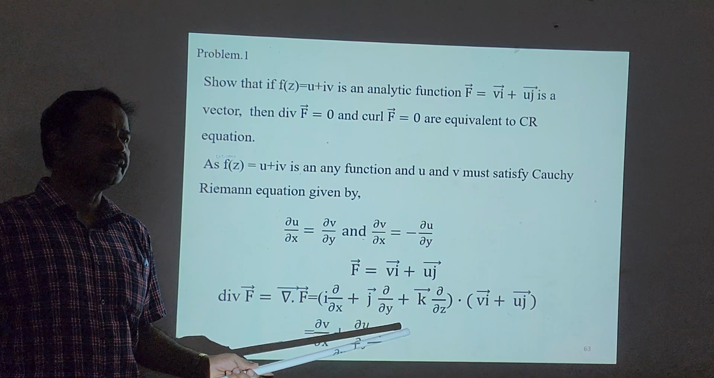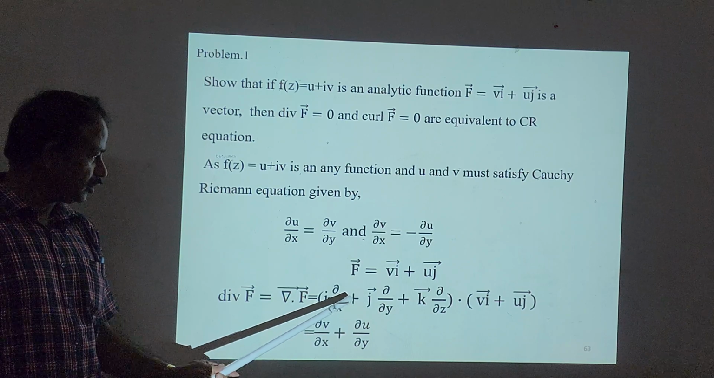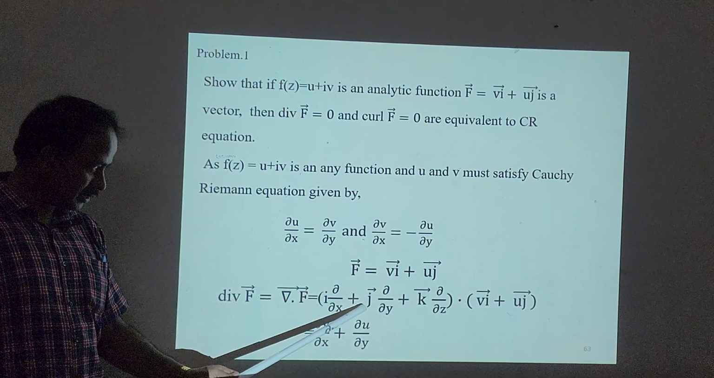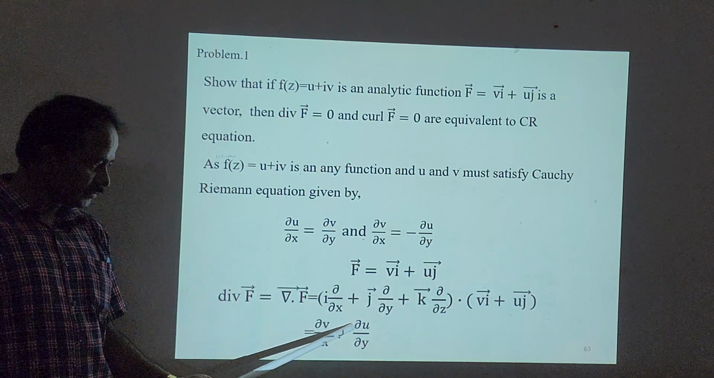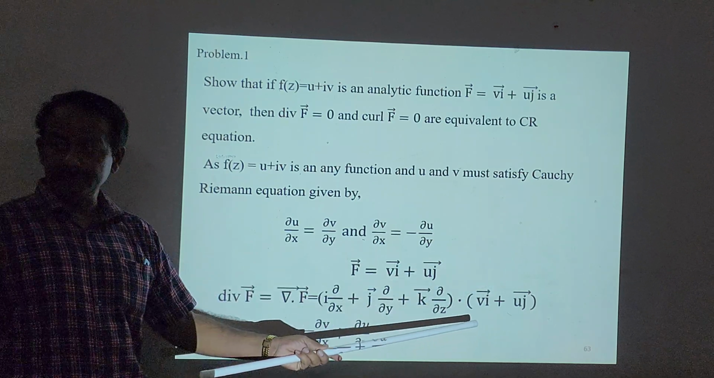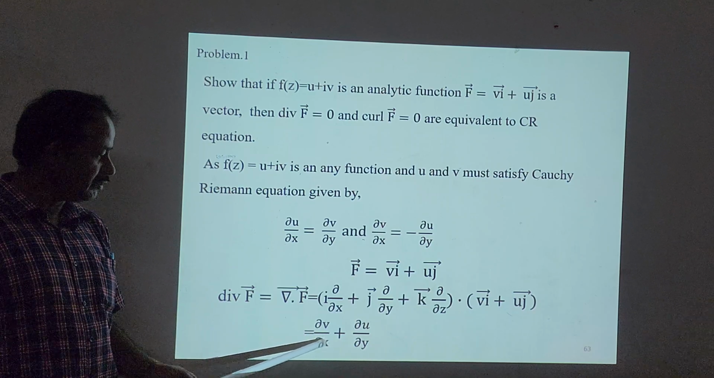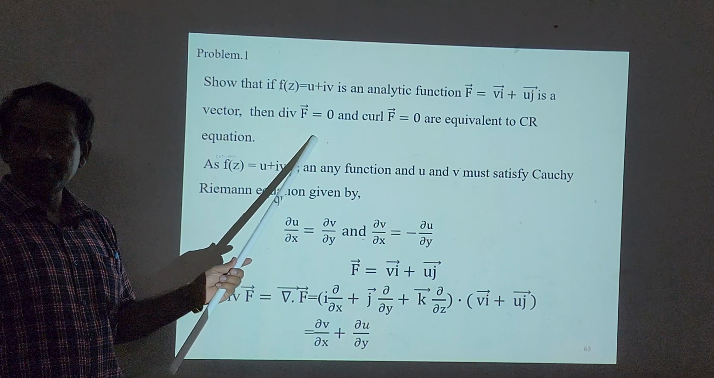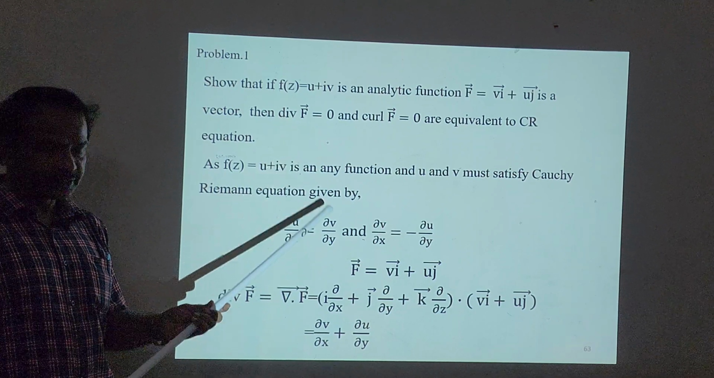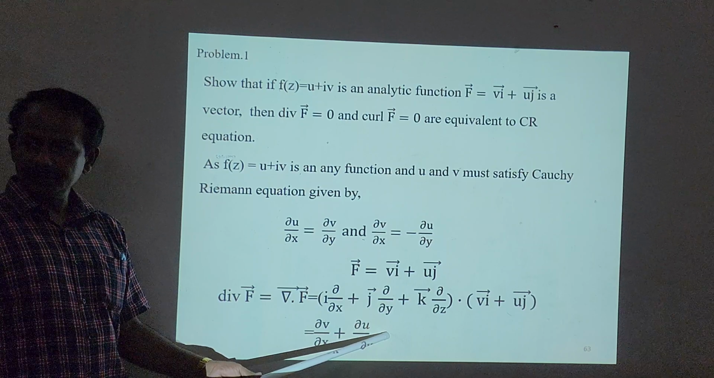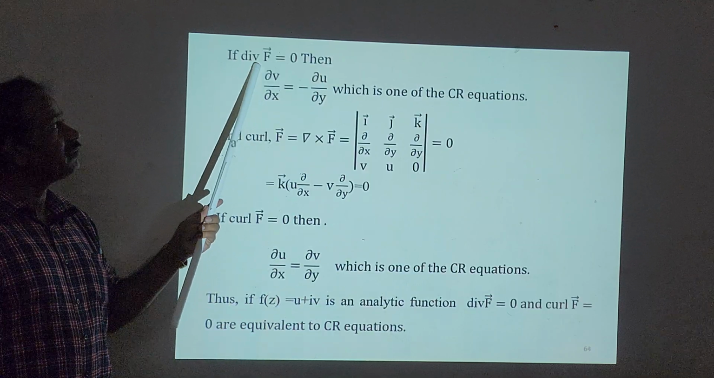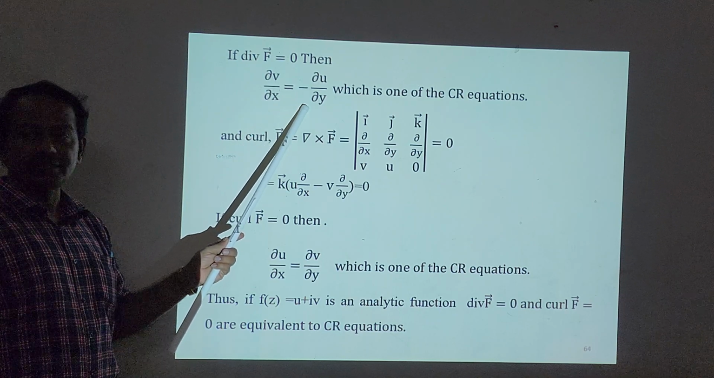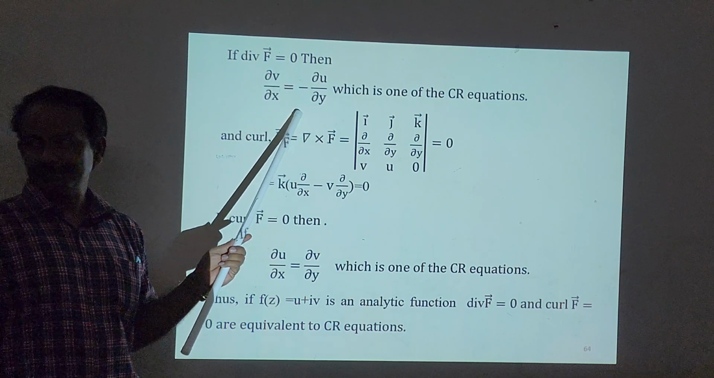i dot i, j dot j, k dot k, something like that. So i dot i will give you dv by dx. Your j dot j will give you du by dy, and there is no k term here. So we have obtained dv by dx plus du by dy. The condition is div f equal to 0. So div f equal to 0 implies that dv by dx equals minus du by dy. This is one of the Cauchy-Riemann equations.